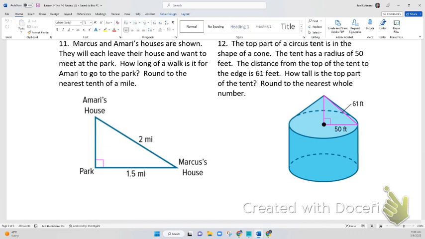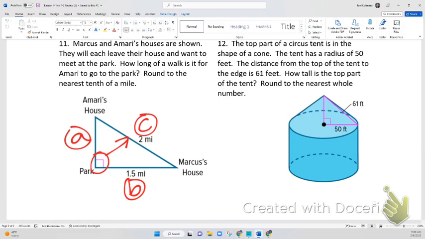All right, for number 11, it says Marcus and Amari's houses are shown. They will each leave their house and want to meet at the park. How long of a walk is it for Amari to go to the park, rounded to the nearest tenth of a mile? So for this one, again, you have a right triangle. This is your 90-degree angle. Directly across from it will always be your C. This is your A. This is your B.